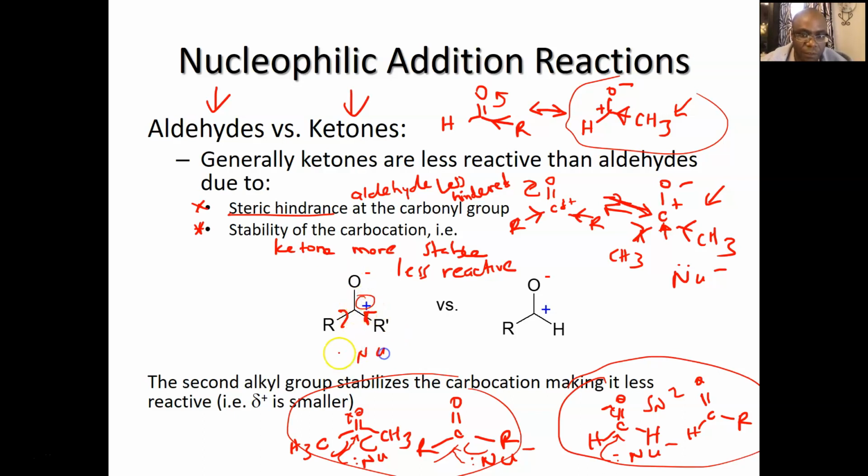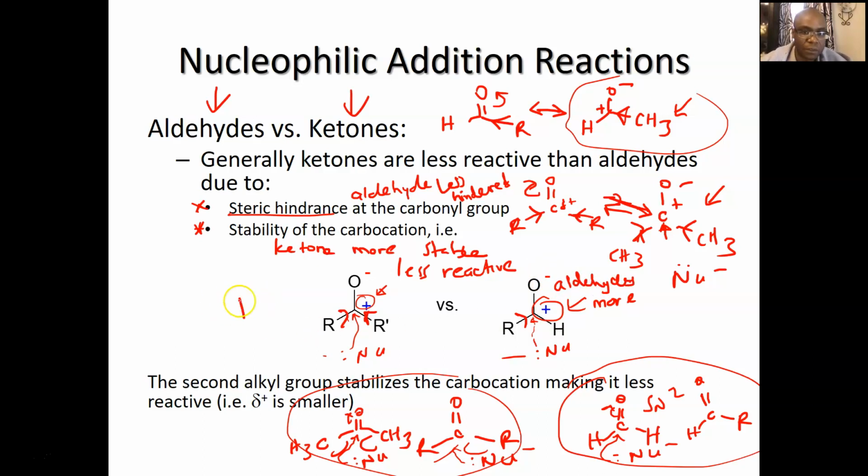Then the nucleophile is not much attracted to that carbon because that positive charge is not there as much. But with an aldehyde, there's only one stabilization, so the plus character is more on here. So the nucleophile, which has a lot of electrons, will be attracted more to that carbon in the case of aldehydes.